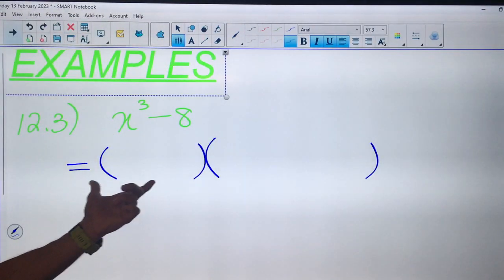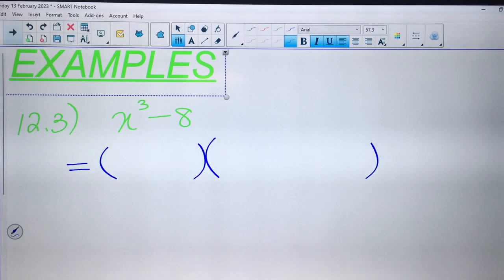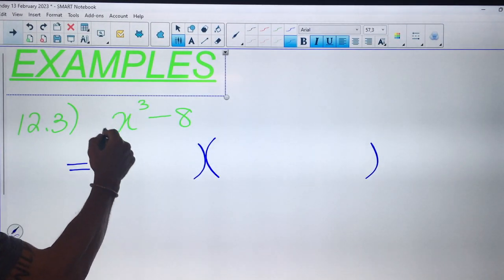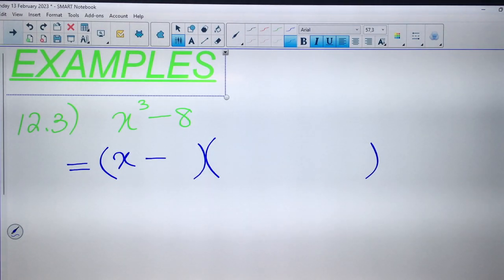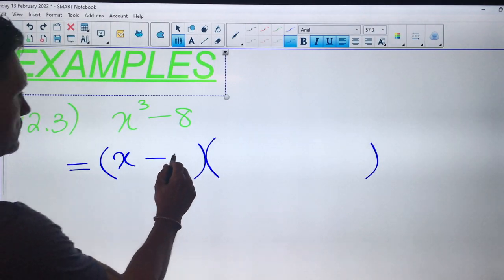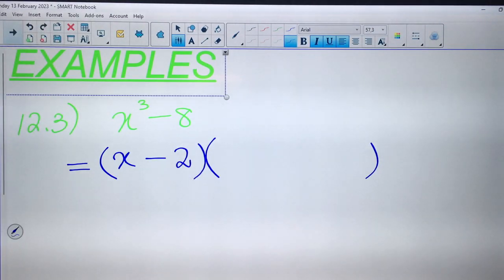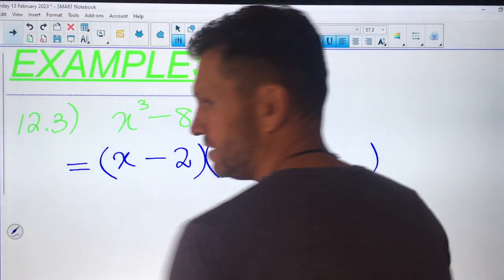I know the first bracket is going to have a binomial. Binomial means what? How many? 2 terms. Trinomial means 3. No, tri means 3. Nomial means term. So what is the cube root of x cubed? x, same sign. What is the cube root of 8? 2. 2, indeed. So now my first bracket is done. Okay, check second bracket. Check.